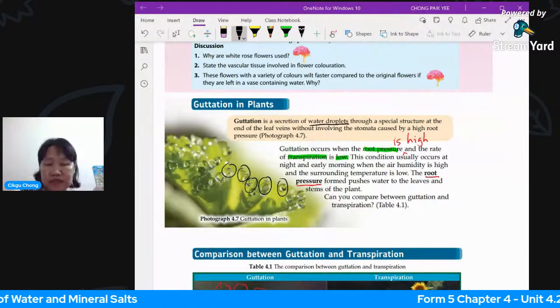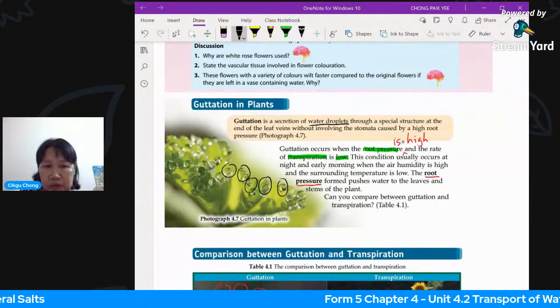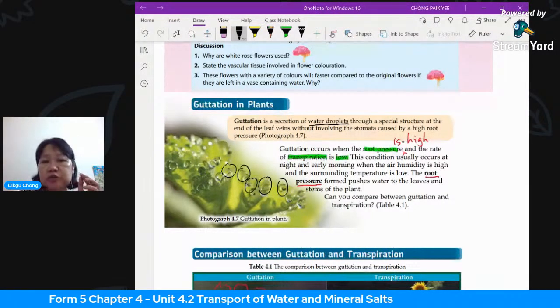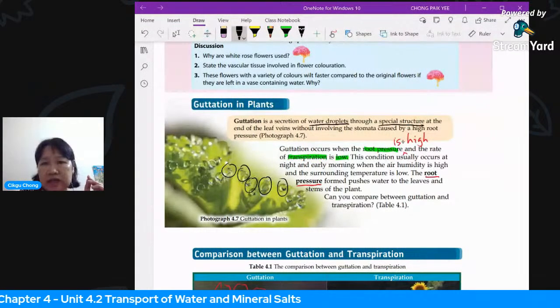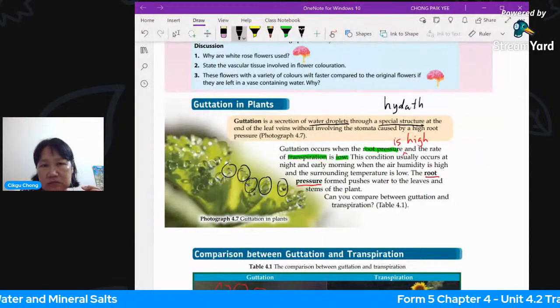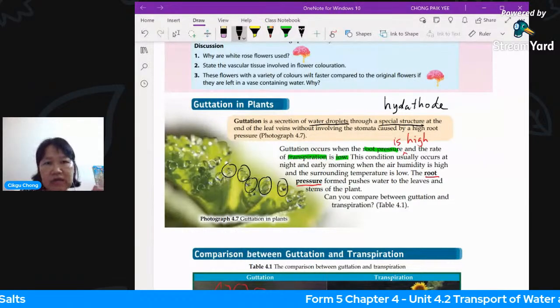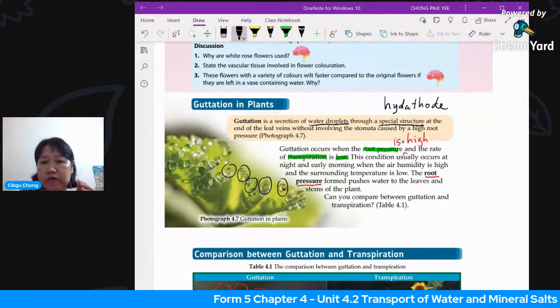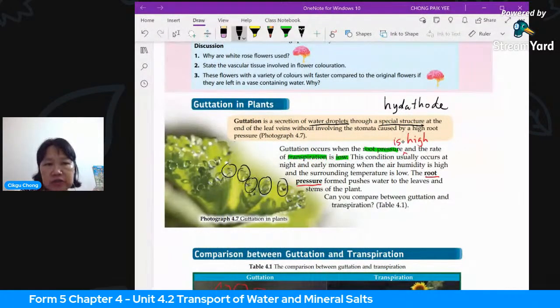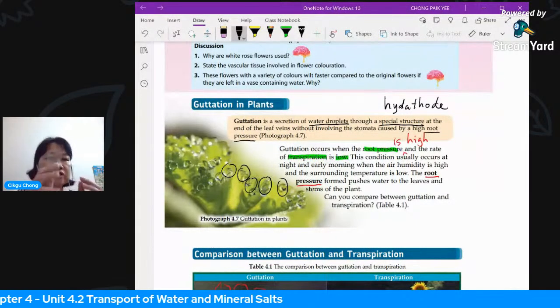Okay, so what is this phenomenon first? Guttation is a secretion of water droplets. So remember this word, it's not just water vapor. Water vapor is wrong. It's water droplets through a special structure. This special structure is called hydathodes, at the end of the leaf veins, without involving the stomata. It doesn't go out through the stomata. It is caused by high root pressure. So it's the root pressure that causes it to happen.